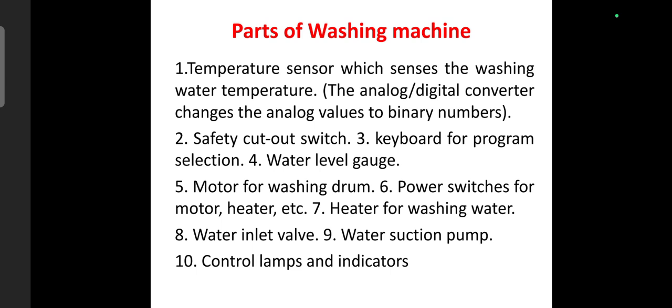The washing drum motor provides the rotational motion necessary for washing and spinning. Power switches control the operation of the motor, heater and other electrical components. The heater raises the water temperature when warm or hot washing is required. The water inlet valve controls the entry of the water into the machine. The suction pump removes wastewater after washing and rinsing. Finally, the control lamps indicate and provide information about the machine's current status and operating cycle. All these components work together under the supervision of the electronic control system and ensure smooth and efficient operation.